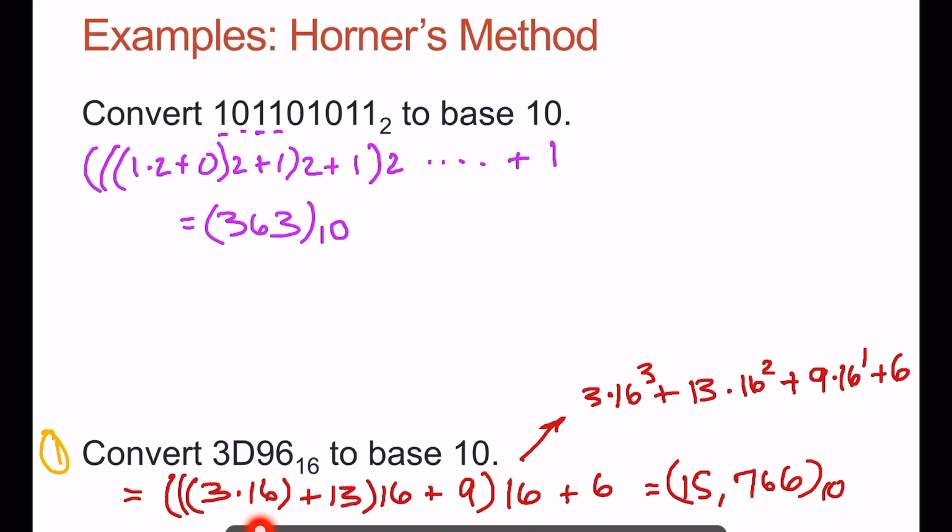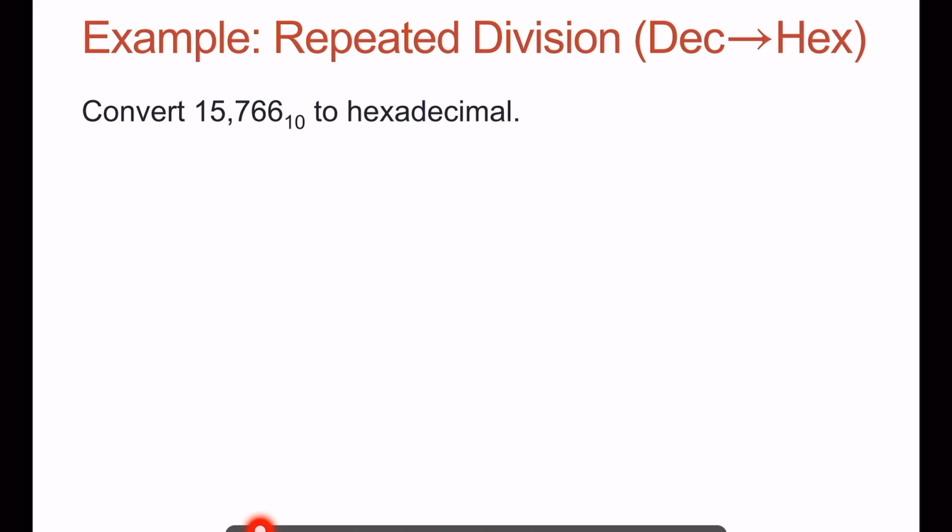Okay, so that's Horner's method. It's sometimes useful. I just want you to know that it exists. We will almost always in this class use, I think we will always use, direct evaluation.